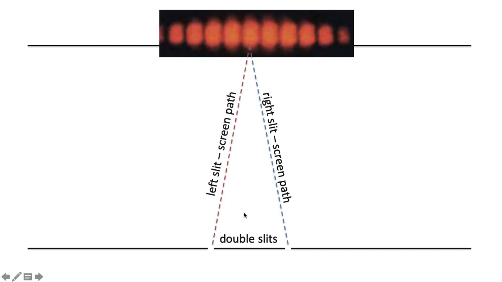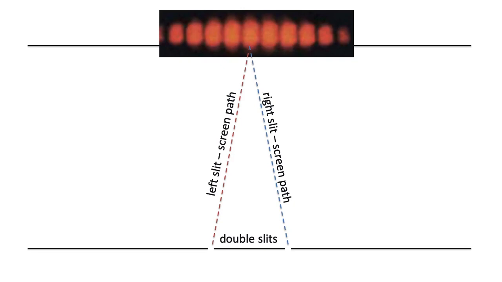Well, the key here is to take a line or two lines and draw it from the center of each slit to the screen. And here is kind of the default position, which is where you have the right slit to screen path and the left slit to screen path. And because they're meeting in the middle between the two slits, those two paths are the same length.